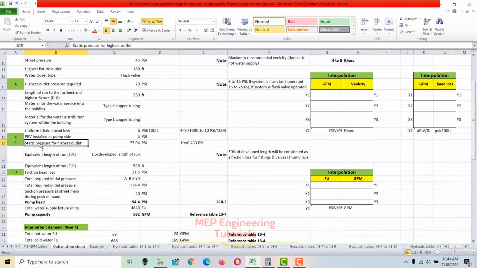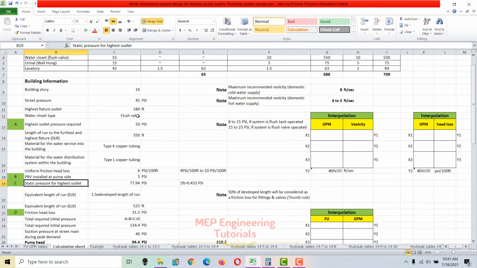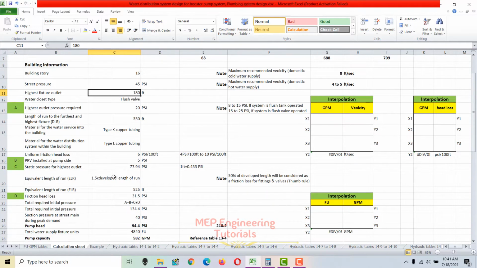So the next thing we have to add here is the static pressure for the highest outlet. Since we know that our highest outlet is 180 feet above the pump level, now we need to calculate the static pressure for the highest outlet. We know that 1 foot is equal to 0.433 psi. So static pressure for the highest outlet is equal to 180 feet into 0.433. In order to convert this into psi, it will be 77.94 psi.